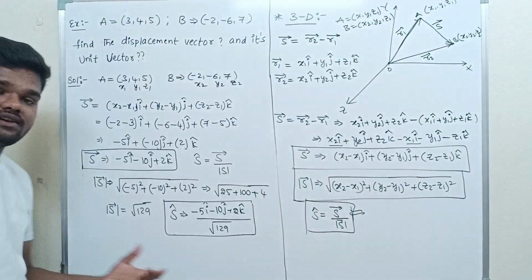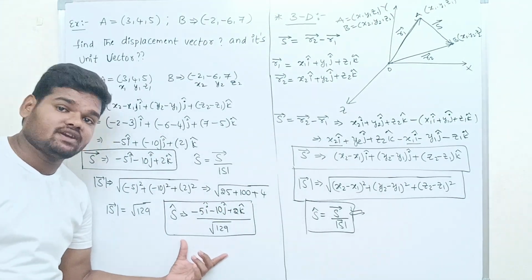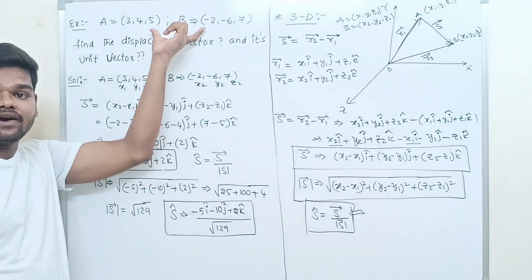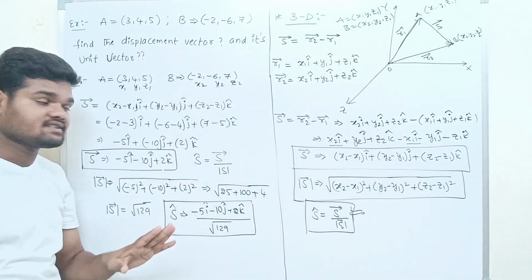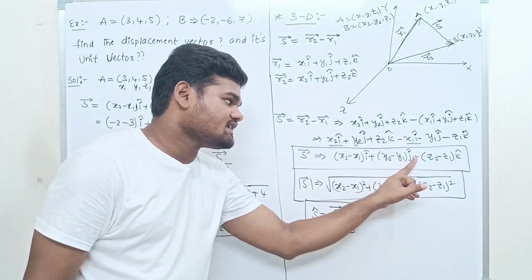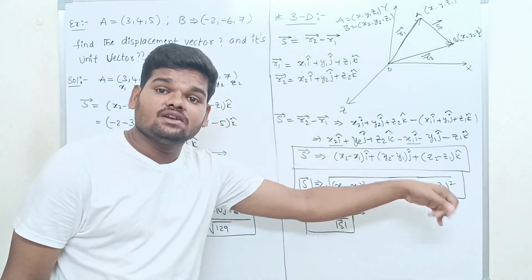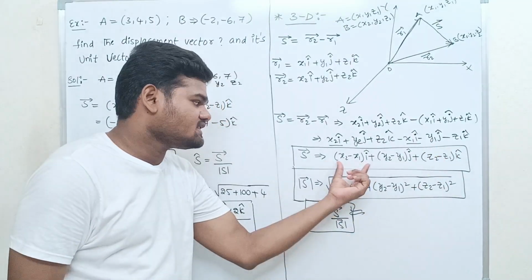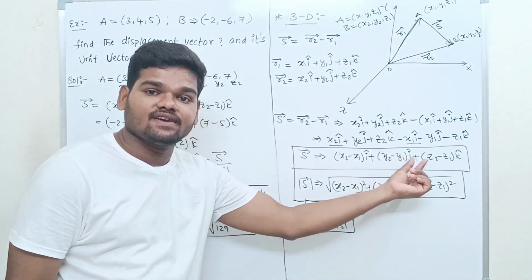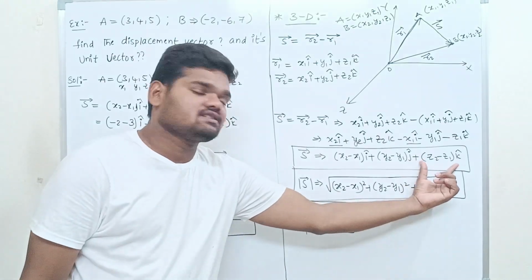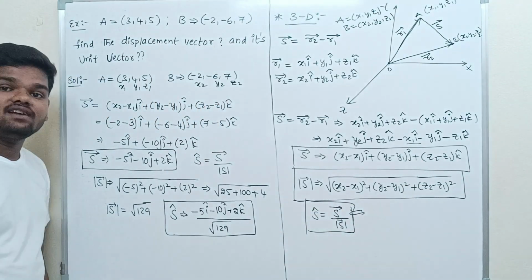So this is the unit vector of the displacement vector from two given points in a three-dimensional coordinate system. What is the formula? (x2 minus x1) i cap plus (y2 minus y1) j cap plus (z2 minus z1) k cap. If it is in a two-dimensional coordinate system, there is no z term, so just (x2 minus x1) i cap plus (y2 minus y1) j cap. That's it. If it is in three dimensions, you just have to add (z2 minus z1) k cap.